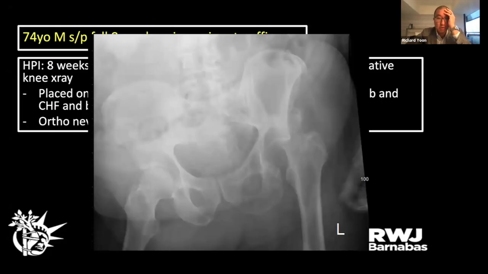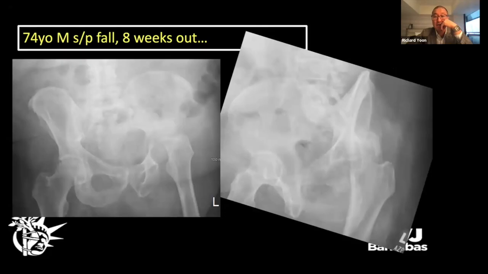This is something that obviously 8 weeks out is something that we need to take care of. And classically, all the stuff was true. He was 8 weeks out. He was wheelchair bound. He was miserable. He had a stage 1 decubitus on his sacrum. His wife was worried, and this is something that we admitted immediately back to the hospital.